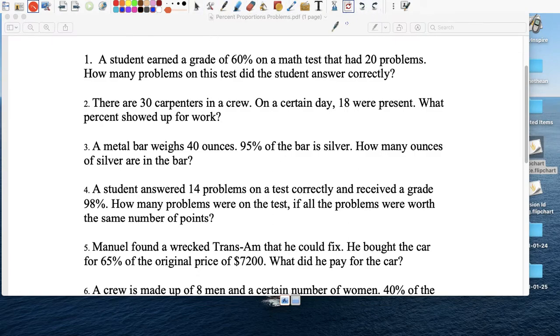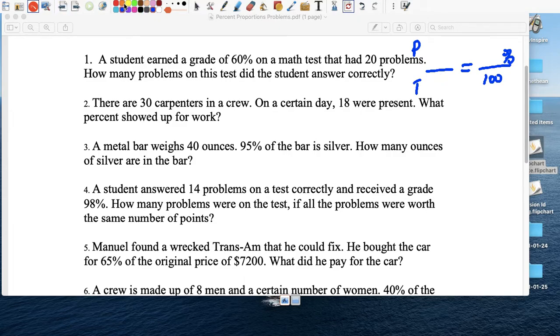Okay. So the first one, I'm gonna set it up right here. I'm gonna write the letter P for part and the letter T for total. A student earned 60% on the math test that had 20 problems. How many problems on this test did the student answer correctly? So, hubo un examen, había 20 problemas y él tomó una nota de 60. ¿Cuántas preguntas tuvo correctas? So, how many questions did he have correctly?